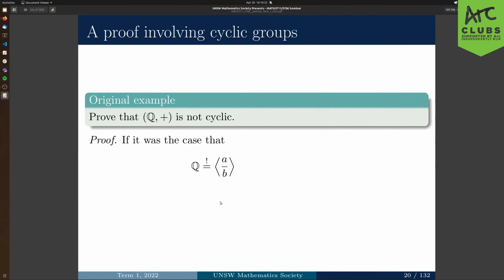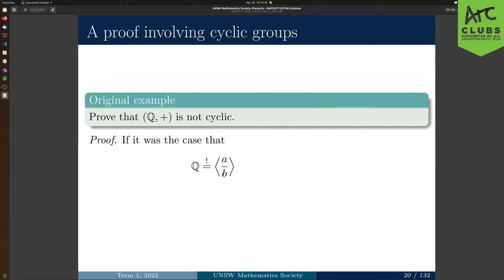So another exercise, another potential exam question: what if we want to prove that the rationals are not cyclic? This is the additive rational group, so this is just addition as you would know it. You just add two rational numbers together. It turns out that this is a group, not too hard to see that. And we want to prove that it's not cyclic, i.e. it's not generated by some element a/b. So if we want to prove that this group is not actually just a cyclic group, i.e.